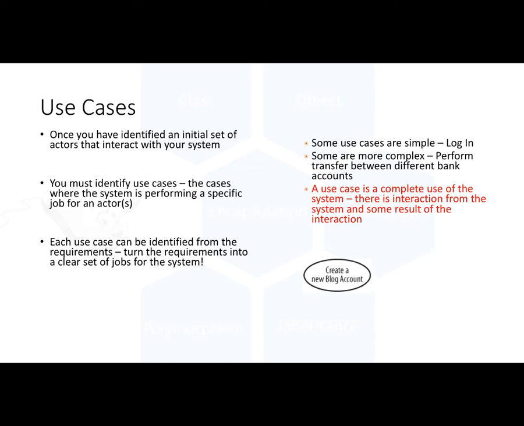Alright, so each use case can be identified from the requirements, turning requirements into a clear set of jobs for the system. Some use cases are simple, such as login. Others are more complex, such as perform transfer between different bank accounts. A use case is a complete, notice this part in red? I added this because I realized this is a major problem. A use case is a complete use of the system. There is interaction from the actor to the system, and some results of the interaction.